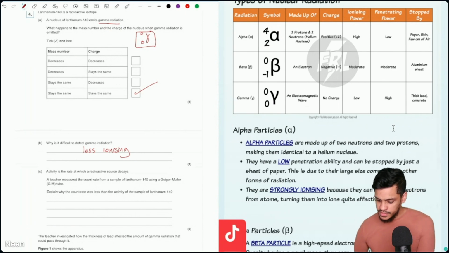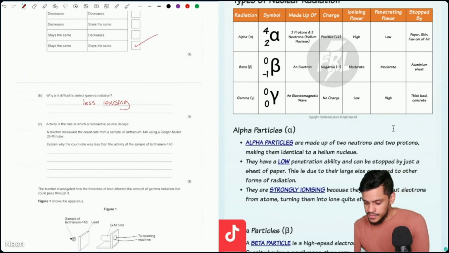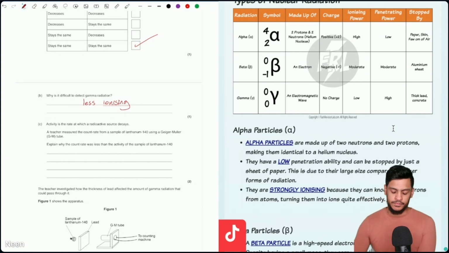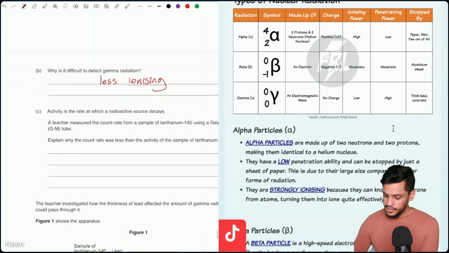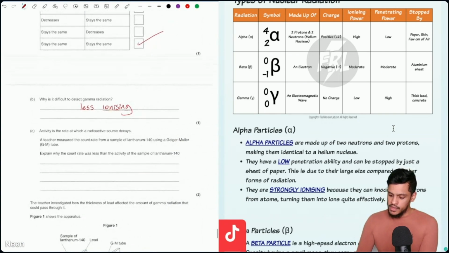Next question. Activity is the rate at which a radioactive source decays. A teacher measured the count rate from a sample using a Geiger-Müller tube. Explain why the count rate was less than the activity of the sample. This is another tricky one. So activity is basically how often it decays.